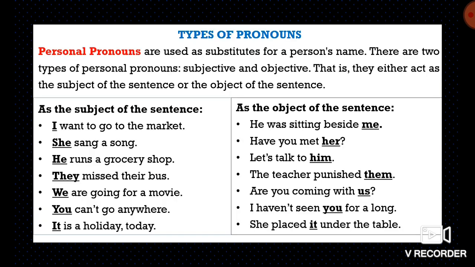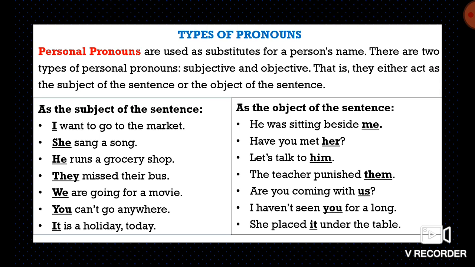Now, let's know about the different types of pronouns. First type is personal pronouns. Personal pronouns are used as substitutes for a person's name. There are two types of personal pronouns. First is subjective and second is objective. That is, they either act as the subject of the sentence or the object of the sentence.